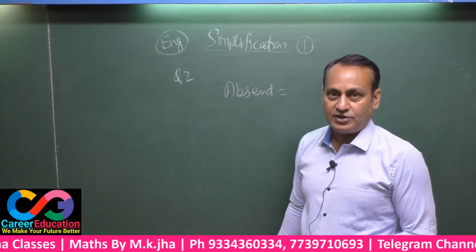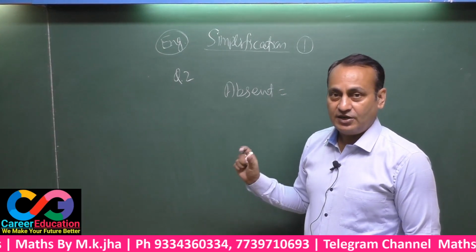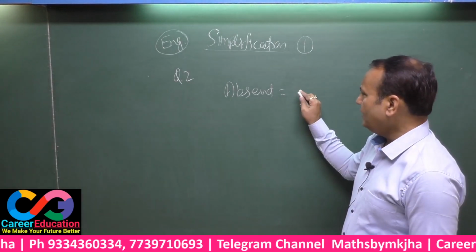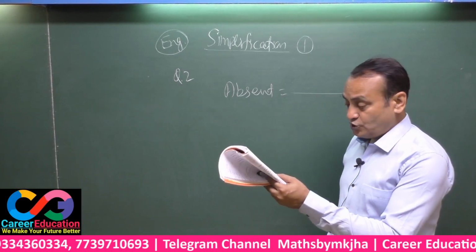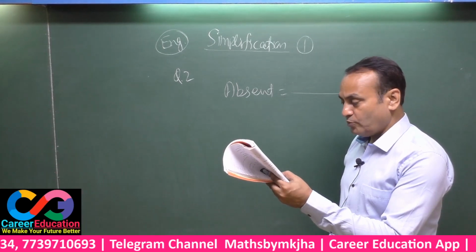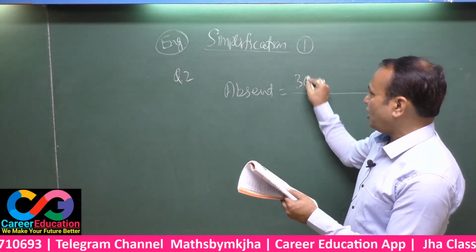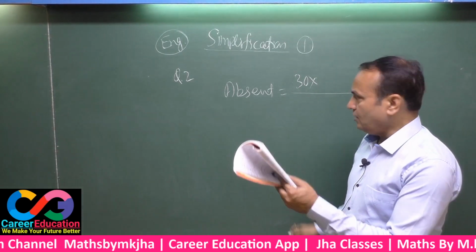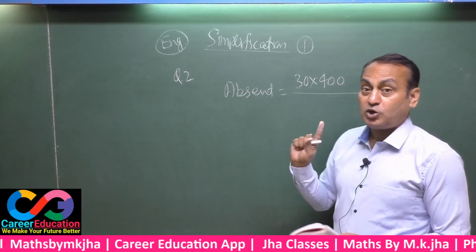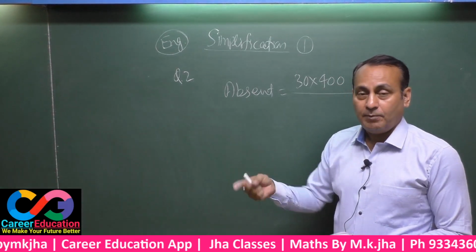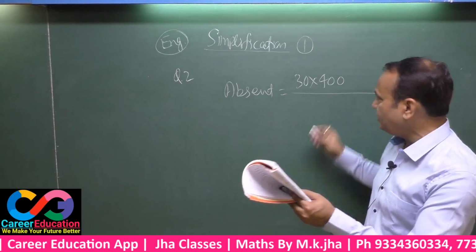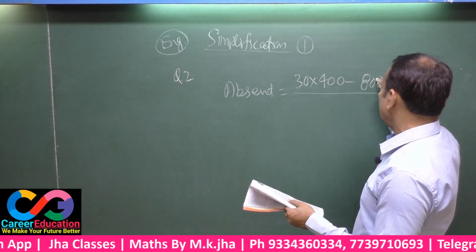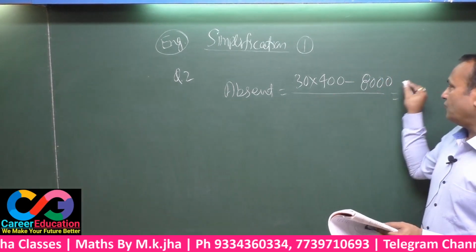Firstly, you will have to get the value of absent days, then this will be subtracted from the total 30 days. In order to get the number of absent days, listen again. For 30 days, if he remained present every day, he could have 30 into 400, that means 12,000 rupees. But he had only rupees 8,000, that must be subtracted from this, and this is 4,000 only.